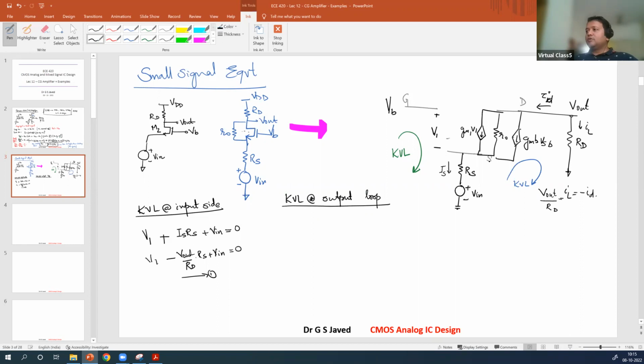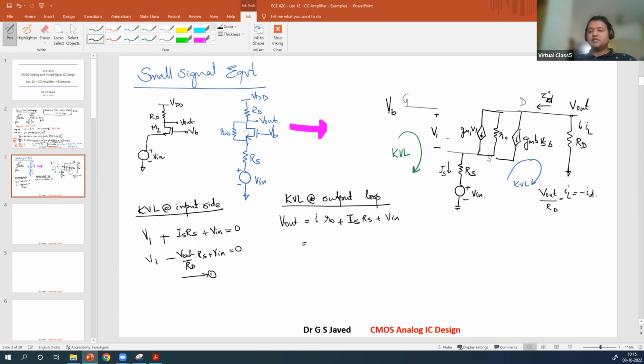The KVL output loop, you can again start from whichever side you want. If you start from here, our output, the voltage drop across the output is equal to the voltage drop across this resistor plus the voltage drop across this resistor plus the voltage drop from the supply voltage, right? So we can just write that. V out is equal to I R out plus I S R S plus V in. So let us now write I.